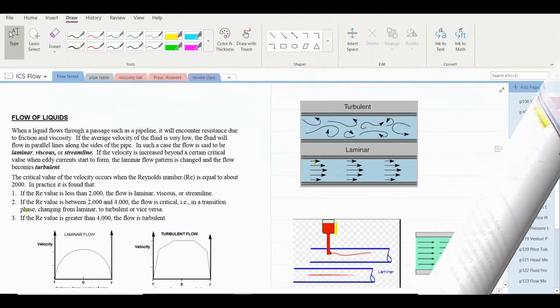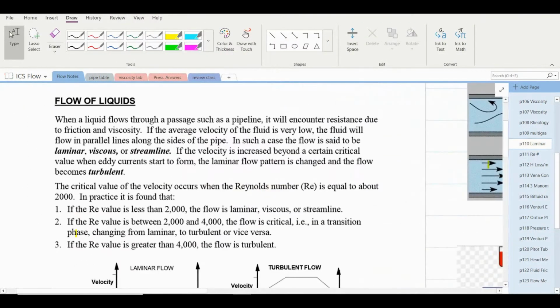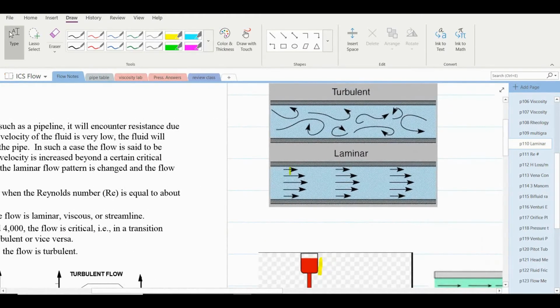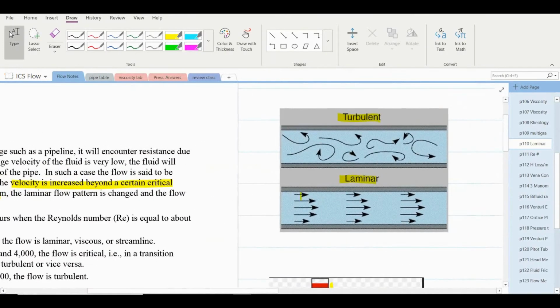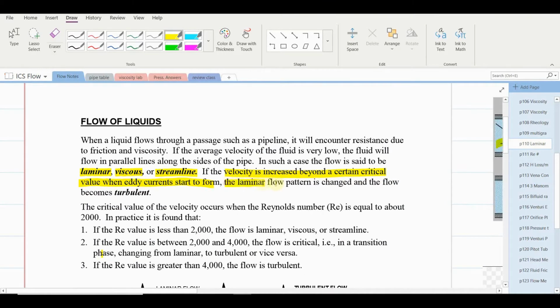On page 110, let's look at types of fluid flow, specifically laminar flow versus turbulent flow. Laminar flow is, as the name implies, the fluid is flowing in layers. The fluid is also described as being viscous or streamlined, hence the pattern of flow. If velocity increases beyond a certain critical value, then eddy currents start to form. Here are some eddy currents which literally tear the liquid away from the surface of the pipe, and the laminar flow pattern is changed and the flow becomes turbulent.